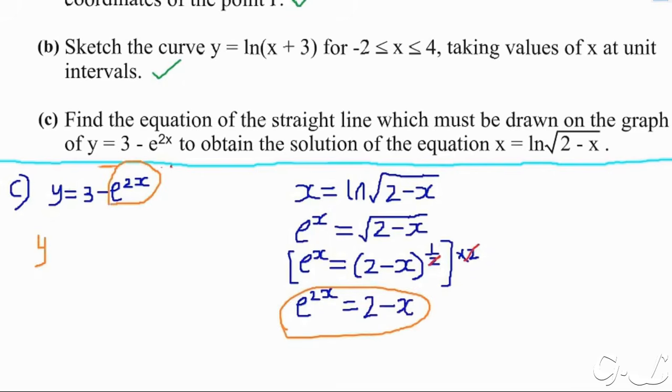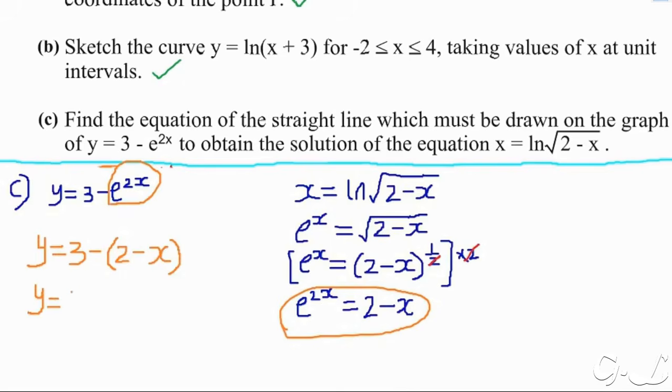Now the interesting part is that e to the 2x is equal to 2 minus x, and in the equation y is equal to 3 minus e to the 2x, we also have e to the 2x, and we have found what e to the 2x equals. So e to the 2x equals 2 minus x, so we can replace e to the 2x with 2 minus x.